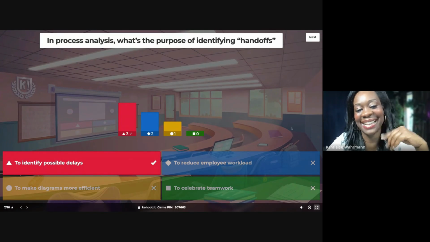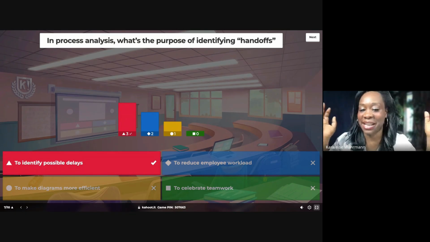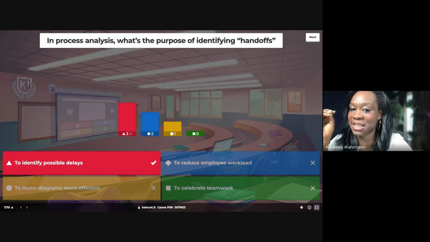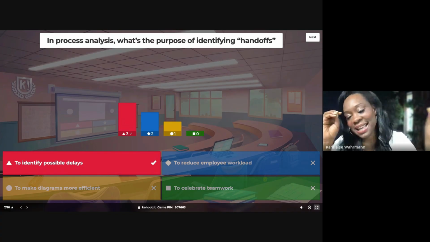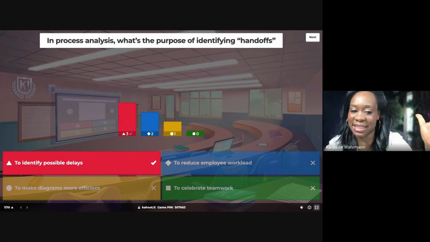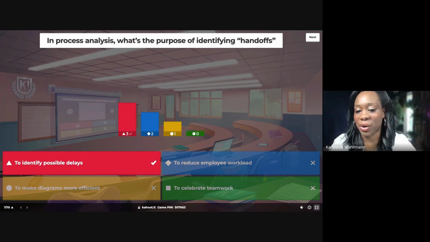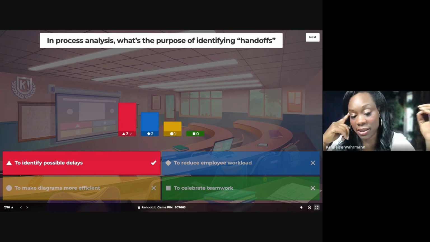There you go. Identifying possible delays. So it's a little bit tricky because to make the diagrams more efficient, yeah, you can identify that to lead to that. To reduce employee workload, no. To celebrate teamwork, no. So it's between those two, the red and the yellow and the red.